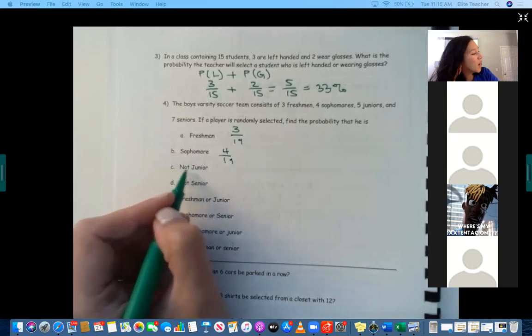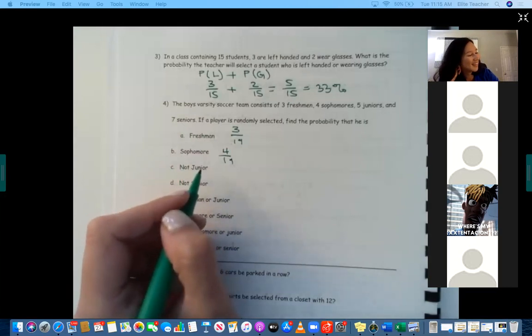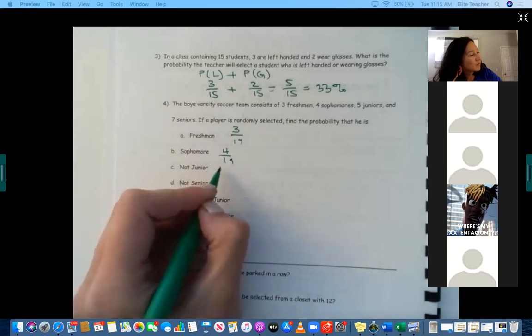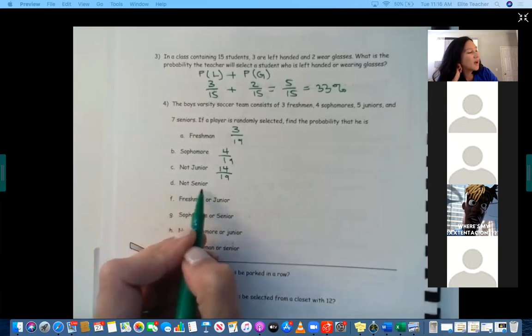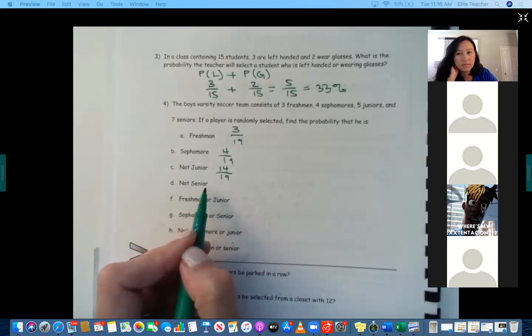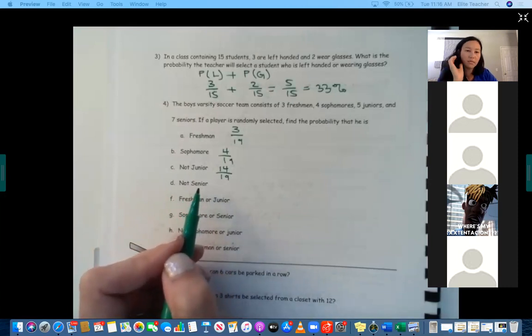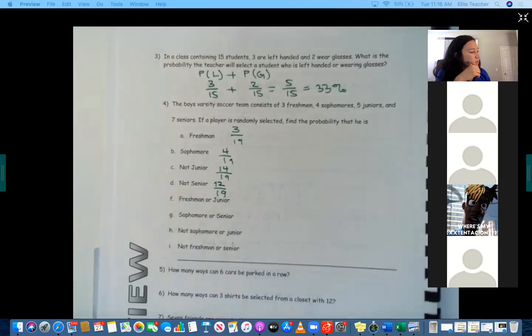What's the probability that he is not a junior? 14 out of 19. Yep. And what about that he is not a senior? Twelve out of 19. Yep, that's right. Very good. So then what's the probability that they are a freshman or a junior?